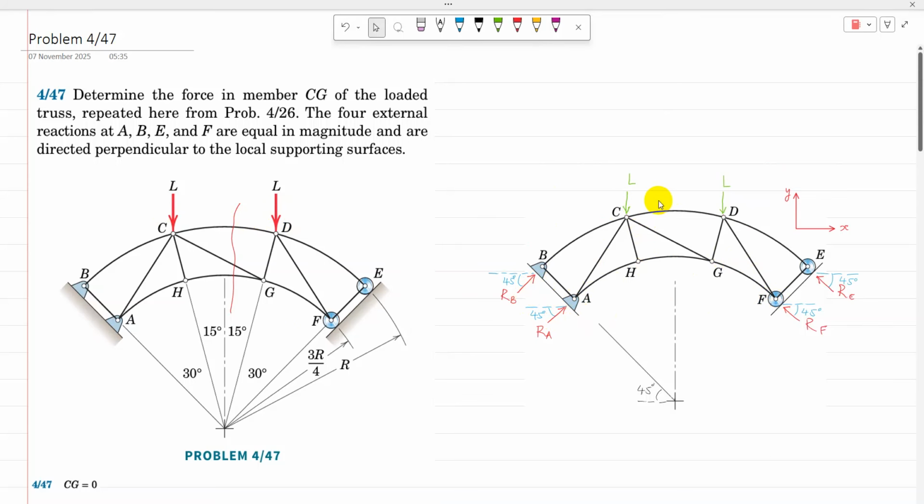There are two known loads, and the reaction at each support is the same. At A it is RA, at B it is RB, at E it is RE, and at F it is RF. All these reactions are the same, and they make an angle of 45 degrees with the horizontal, because the angle here is 45.